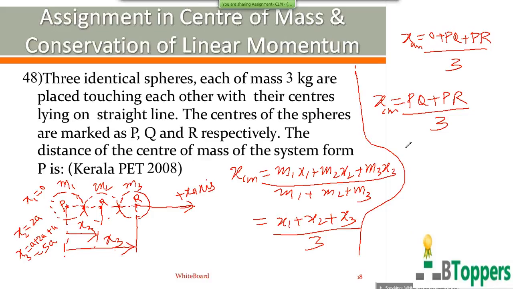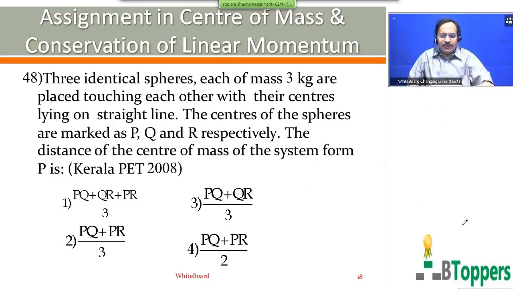But in case you are given the radius of each sphere, PQ can be written as 2a, PR can be written as 5a, so you get 7a by 3, where a is the radius of one of the spheres. If you want to copy the solution of the problem, you can take a pause and copy it. The second one. So for question number 48, the second option is the answer.